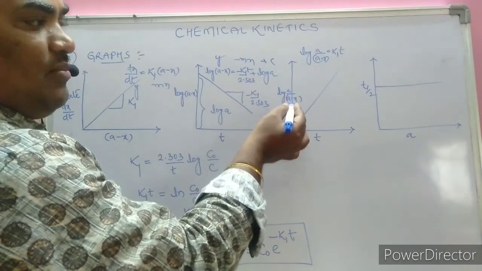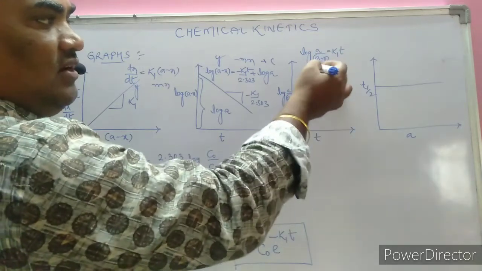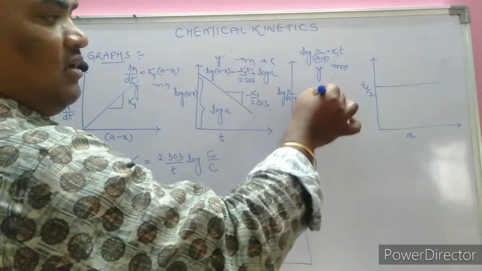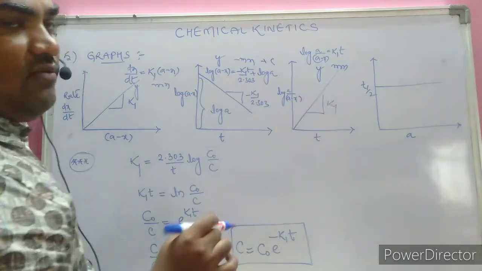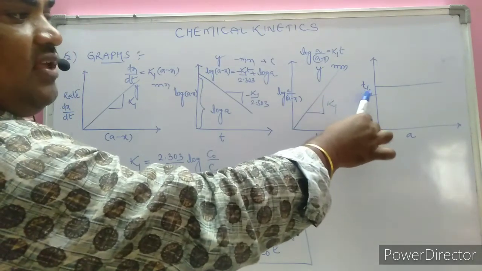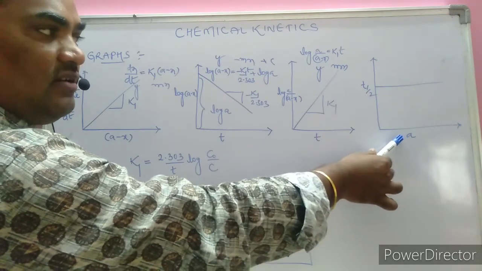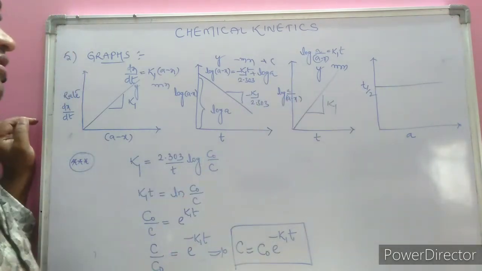And log a by a minus x versus t is given. It is in the form of y is equal to mx. A straight line passes through the origin and the slope, tan theta, is equal to k1. And we know well the half-life of first order kinetics is independent of the initial concentration of the reactant. That's why it is not dependent.